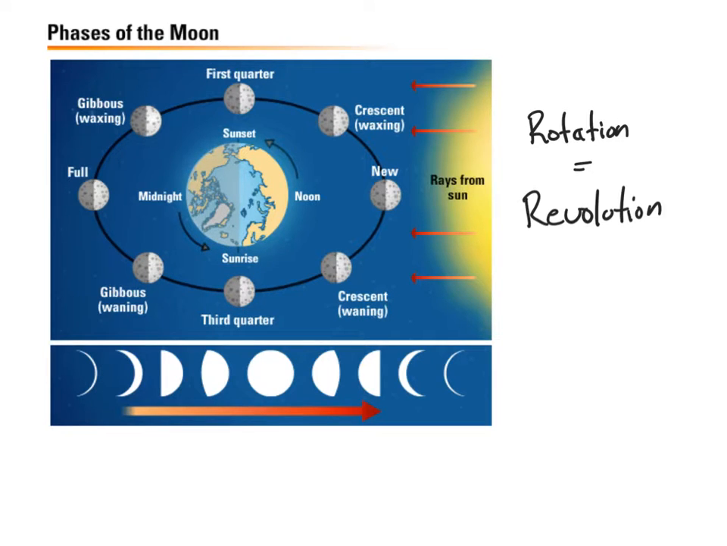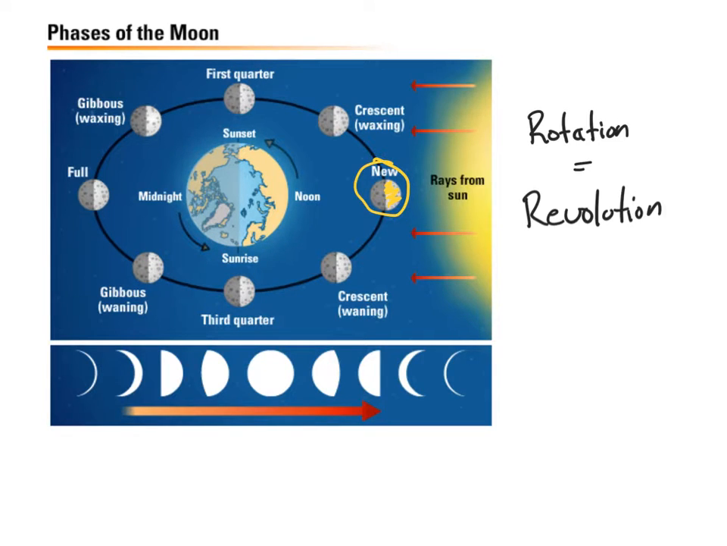If we start with a new moon here, what we notice is we have a dark moon. That's because the rays of the sun are striking the side of the moon that is away from the Earth. So because of that, we don't see the brightly lit moon. What we do see is the light reflected off the Earth onto the moon, so we can still see it in the night sky.